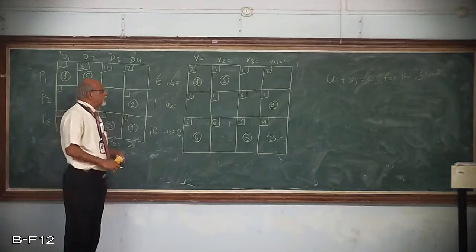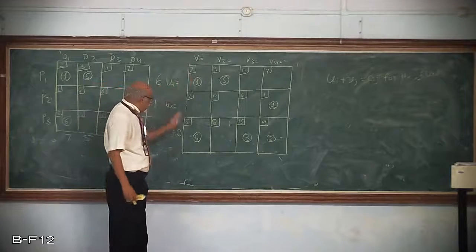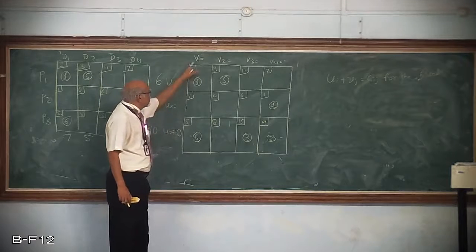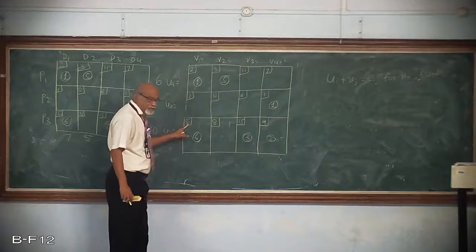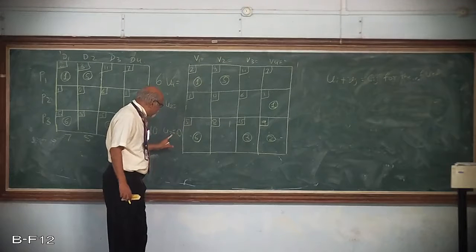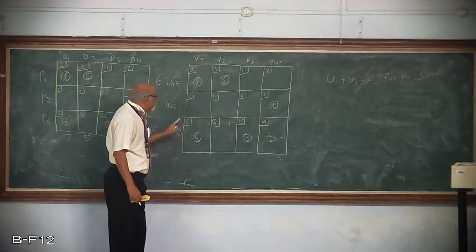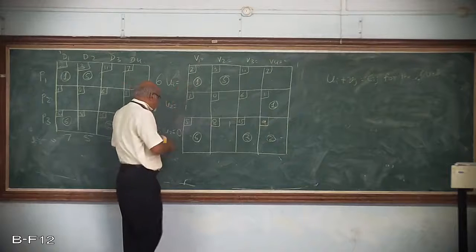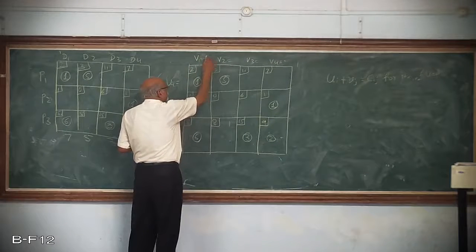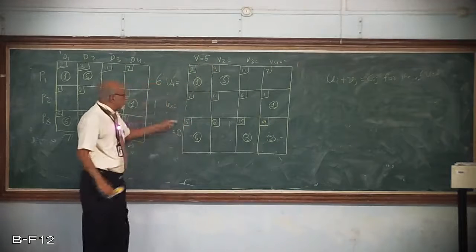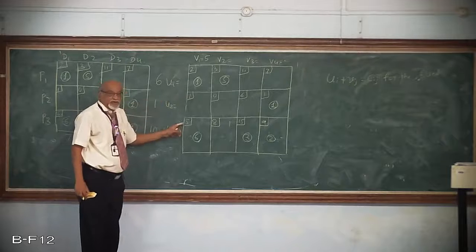So what is the value of V1? Because U3 plus V1 should be equal to 5, and I have prefixed U3 equal to 0, V1 should be equal to 5 only. There is no way out. See how much simpler it becomes now.